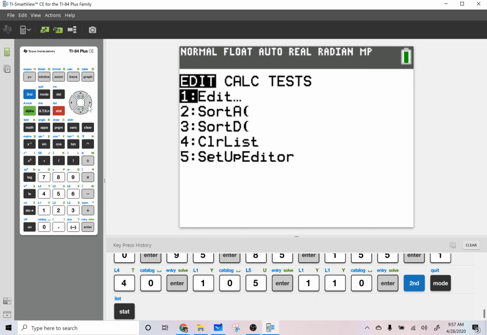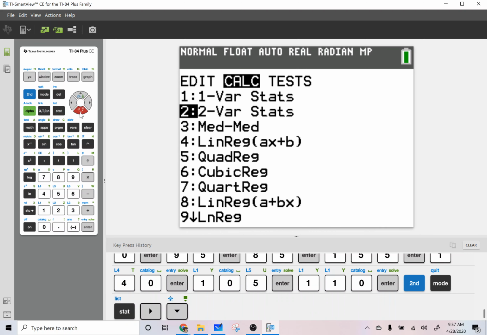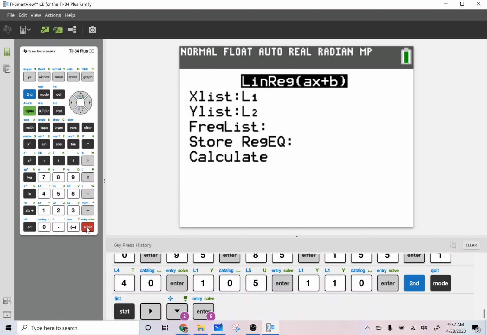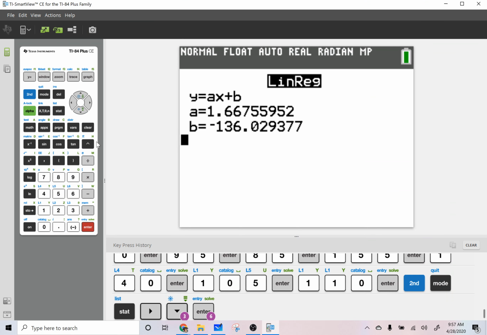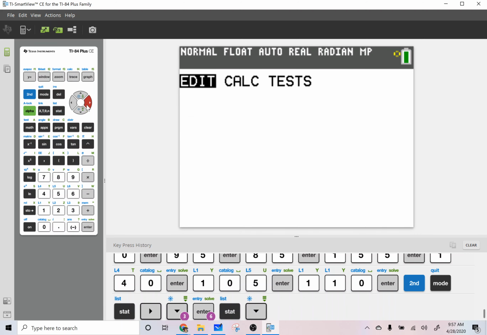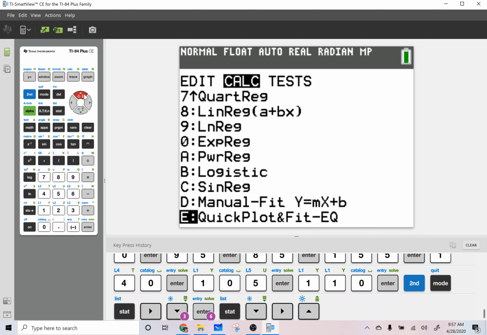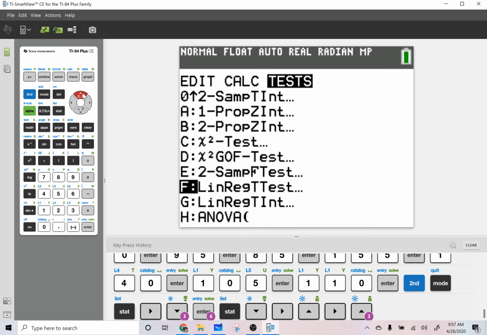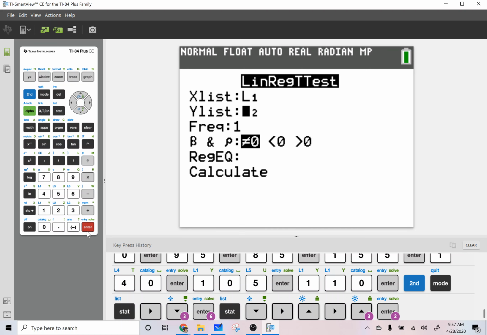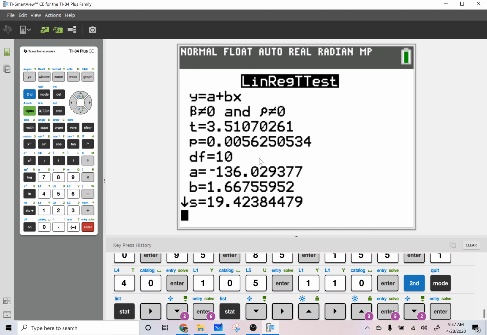We're going to go stat, calc, linear regression. I think we can use that to do this. Oh, no. We don't want to do that. We want to use stat. There is a, which one is this? This is not linear regression. This is linear regression test. I think. Yeah, let's try that. Since we're not worried about the test itself, we'll just calculate it. It should tell us. Yes, here we go.